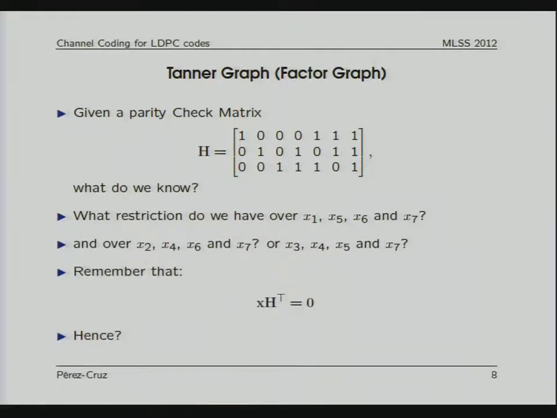Okay? So it means that if you look, x1, x5, x6, and x7 are the 4 ones that I have in the first row of H. So I have a 1 in position 1, 5, 6, and 7. Okay? So when I multiply x by the first row of H, I should get a 0. Okay? So that's a parity constraint. Those 4 bits add up to 0. Okay? So we can either have 4 zeros, 4 ones, or 2 ones and 2 zeros. Any other possibility is not allowed.